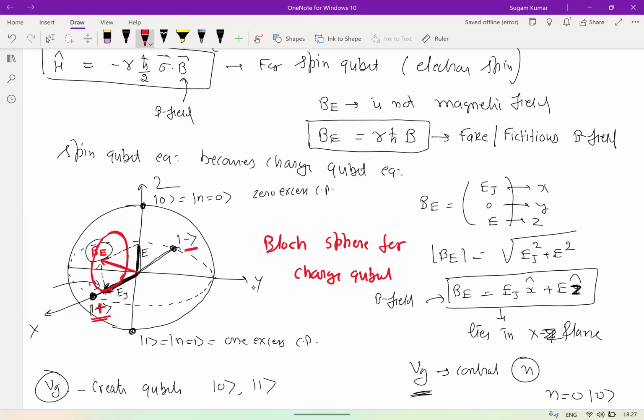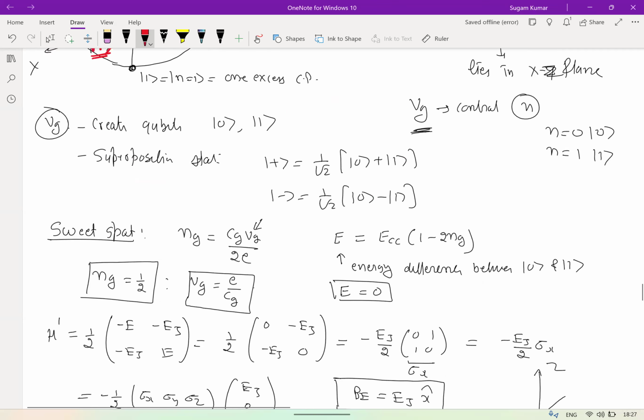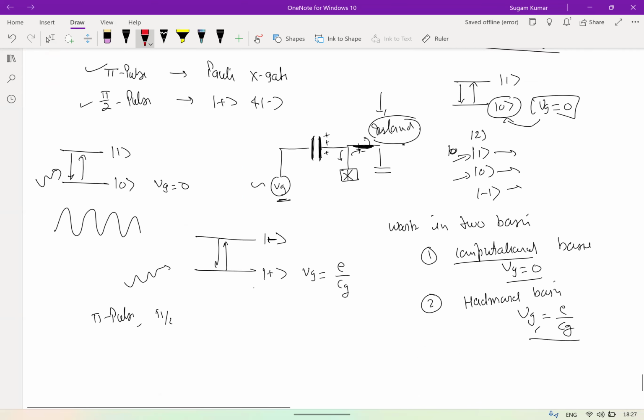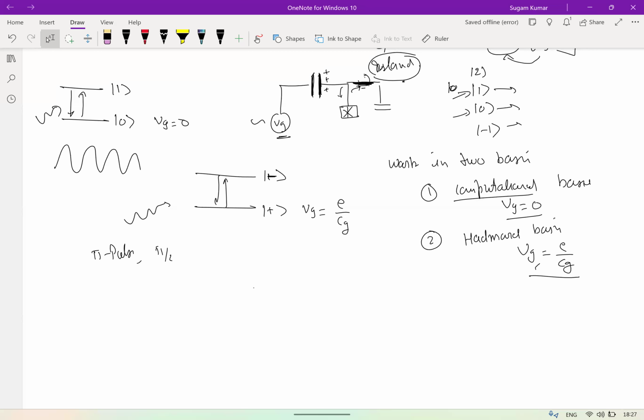So this plus state is going to rotate about the magnetic field, and this is the way you can see the qubit move. That is the way one can achieve all possible types of gates, by changing the voltages and working with the two computational bases. I hope it's clear.